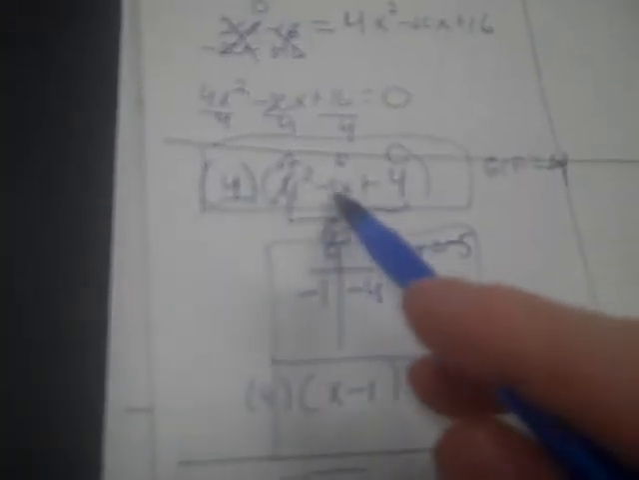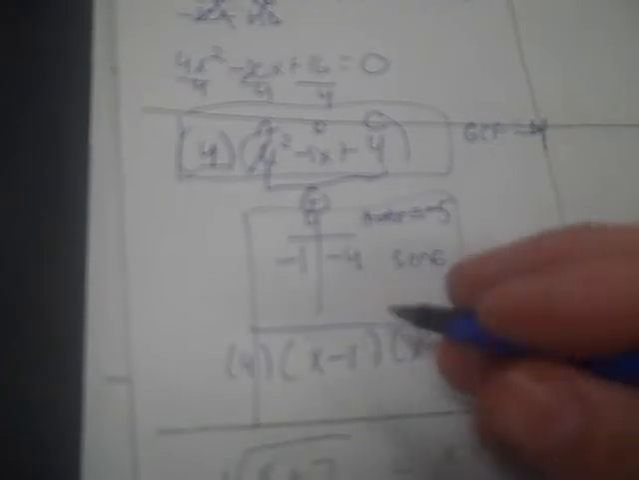Now this 4 right here I bring down, but since it doesn't have the 4 I've divided out, I don't concern myself with it when I label the factors. Okay. x minus 1 equals 0, x minus 4 equals 0. So that's 1, and that's 4. So 1 and 4 are the solutions.